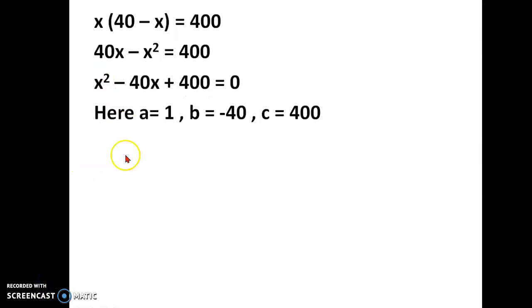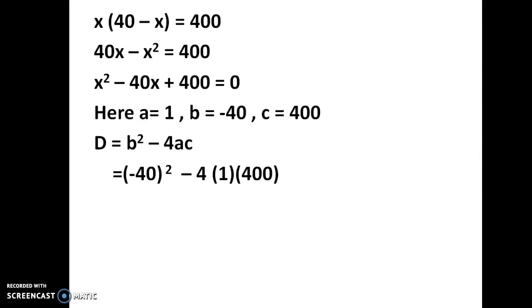Sorry children. So this is the quadratic equation. Here you have A is 1, B is minus 40 and C is 400. Okay. So what will be the discriminant? D is B square minus 4AC. So substitute in that. So you will get minus 40 square minus 4 into 1 into 400. So minus 40 into minus 40 is 1600, and 4 into 400 you will get 1600. So 1600 minus 1600, you will get 0.